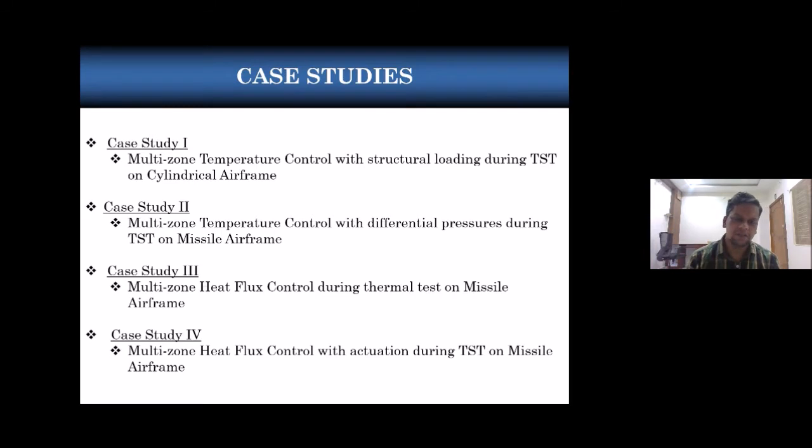Now I will explain some 4 case studies. First case study involves multi-zone temperature control with concentrated loads on a cylindrical airframe. These concentrated loads will simulate axial force and bending moment. Now in case 2, I will show how differential pressures are applied along with multi-zone temperature control on an airframe. Then case 3, I will show you multi-zone heat flux control alone, no structural loads. Now case 4, along with structural loads, multi-zone heat flux control, then actuation of the control surfaces in thermostructural testing.